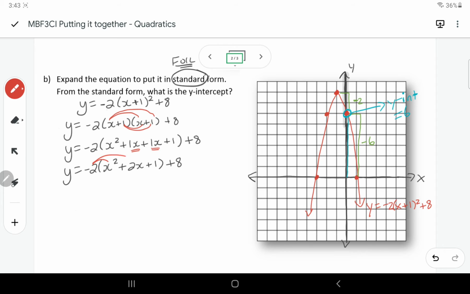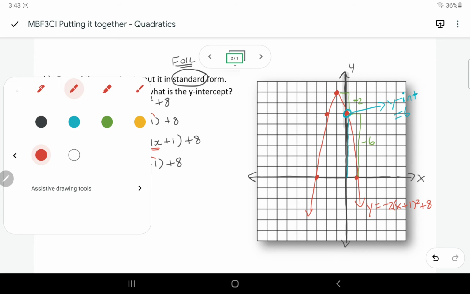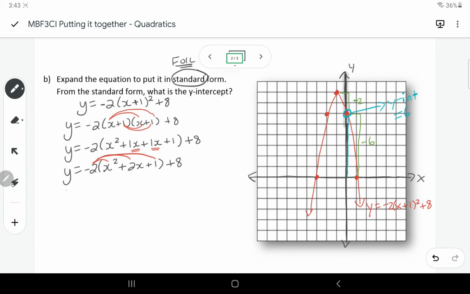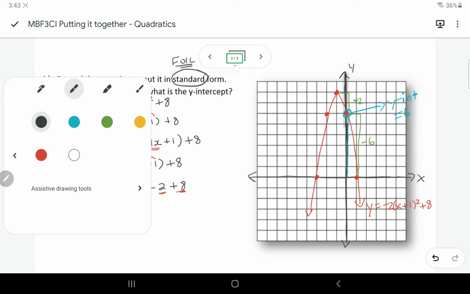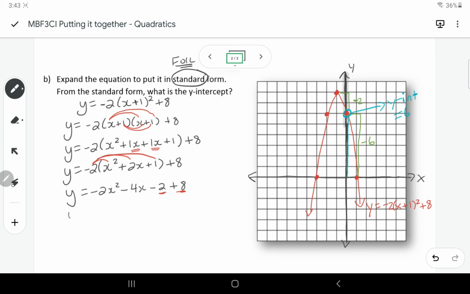And the negative 2 will multiply to each piece in the brackets. So that's y equals negative 2x squared minus 4x minus 2, and then plus 8. One more step here is that I have two just plain numbers, and those are like terms. Negative 2 plus 8 is positive 6. So negative 2x squared minus 4x plus 6.